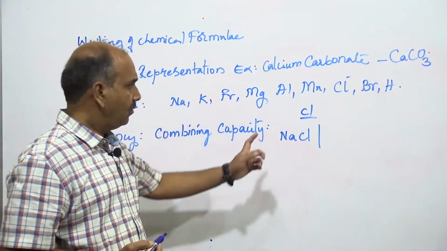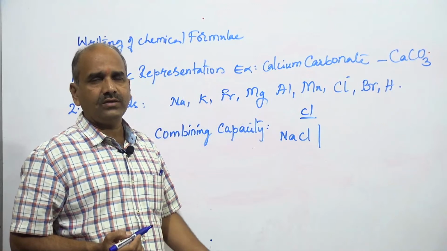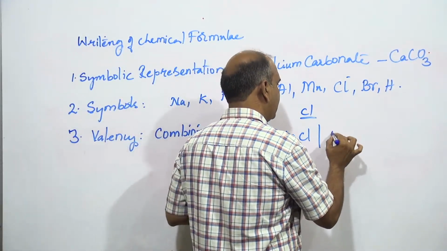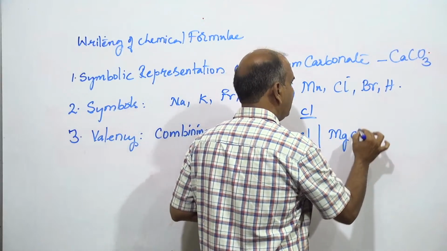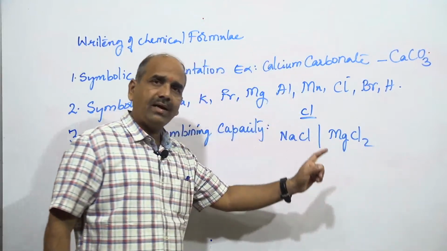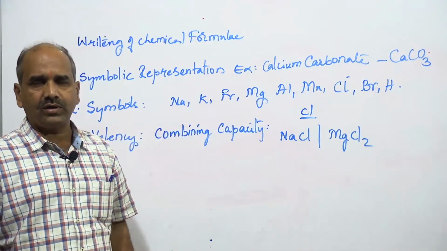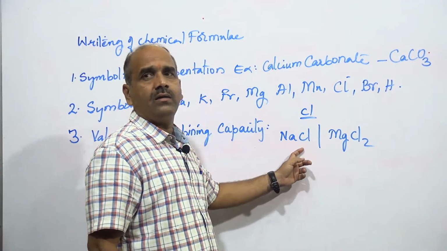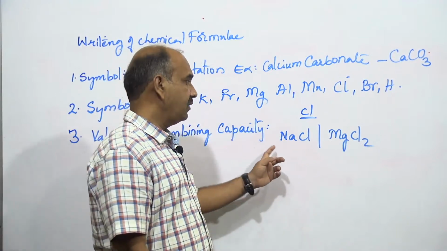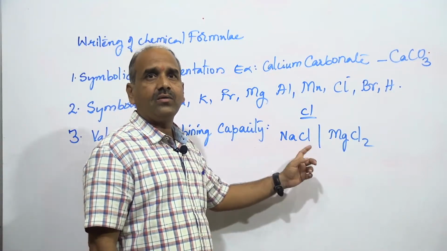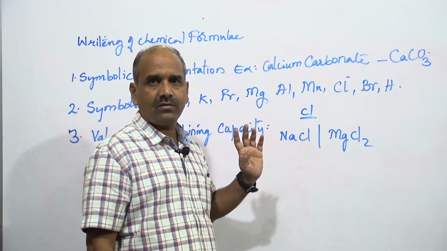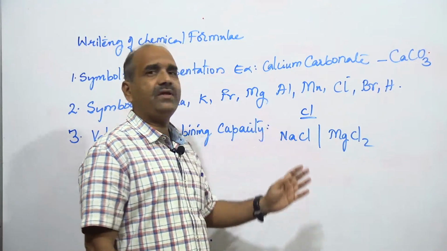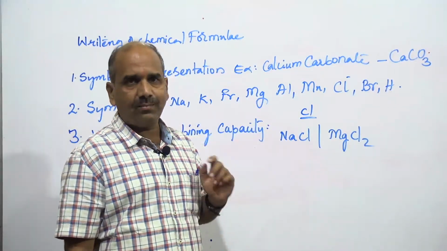NaCl. Okay, 1:1 is the ratio here: 1 sodium, 1 chlorine. Then when you take magnesium, it is MgCl2: 1 magnesium combines with 2 chlorines. Why 1:2 here, and why 1:1 there? Because sodium can donate only 1 electron and chlorine will receive that 1 electron. Sodium donates 1 electron, chlorine receives 1 electron, so between them there is a 1:1 combining ratio.